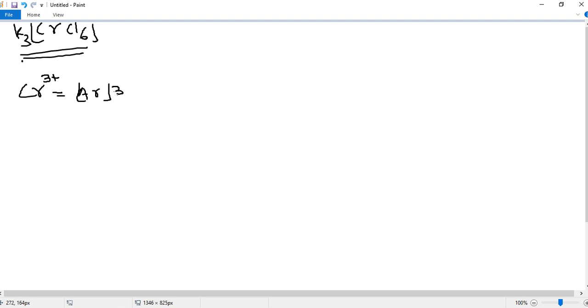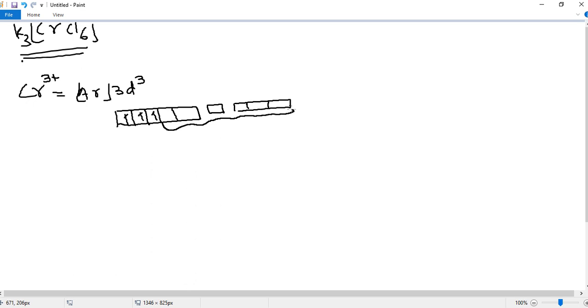क्या बचा हमारे पास? ये 3d3। सो वी हैव 3d3 कॉन्फ़िगरेशन। One, 2, 3. Now 4s is remain vacant, and then 4p is again remain vacant. So we need 6 chlorine to bond, and we have 6 orbitals vacant. So these 6 orbitals mixed together, and this will be sp3d2 hybridization.